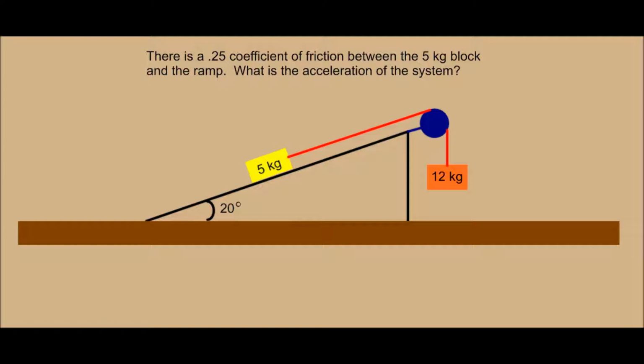So here's the problem. It says there's a 0.25 coefficient of friction between the 5 kilogram block and the ramp. That's the yellow block. What is the acceleration of the system? So we have the yellow block being pulled up the ramp, and the force that's being applied to the yellow block is being provided by the 12 kilogram orange block being accelerated due to gravity. And you can see that the incline of the ramp is 20 degrees.